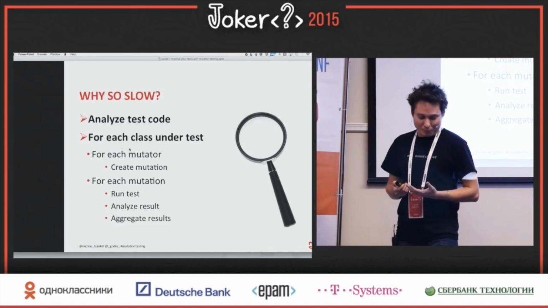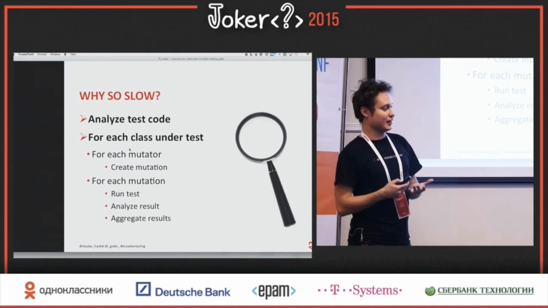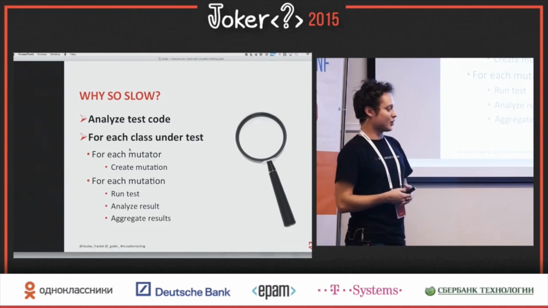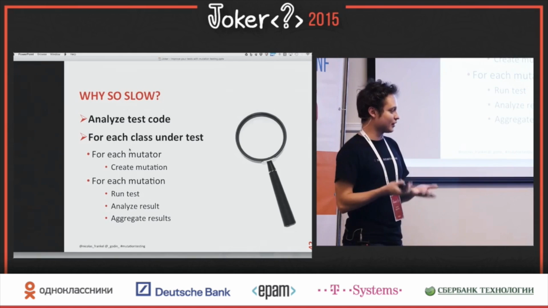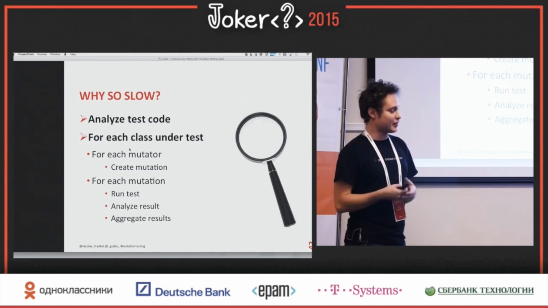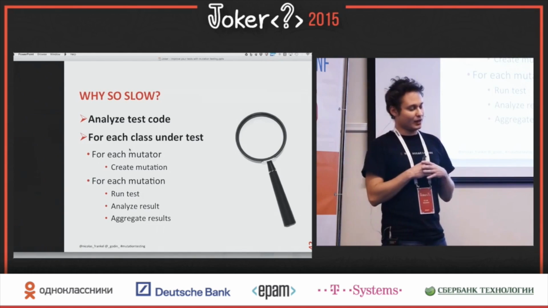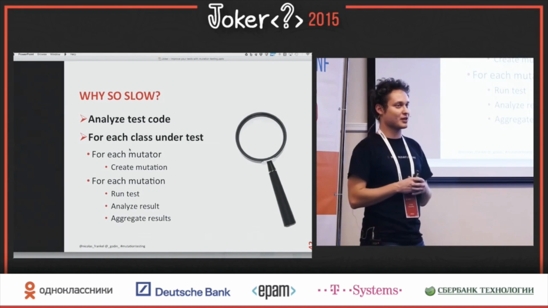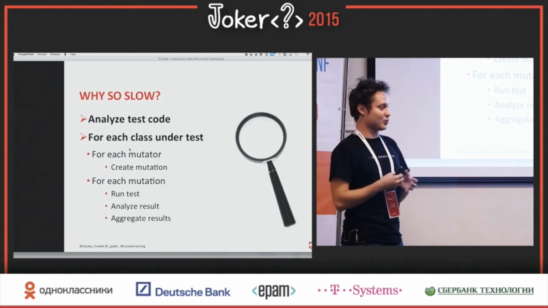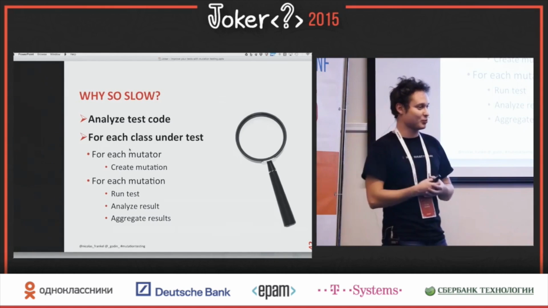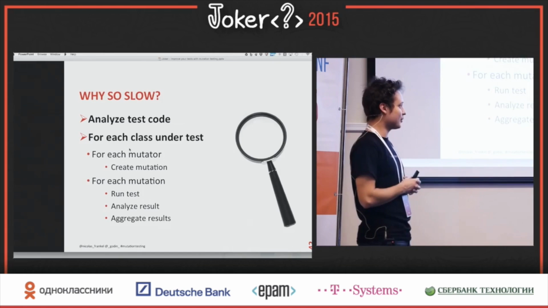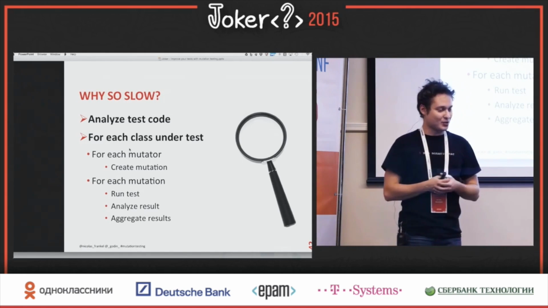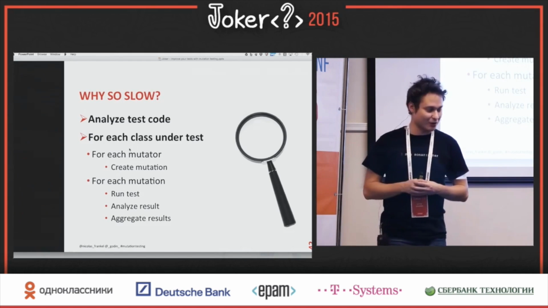Probably because for each class under test, for each mutator, we need to perform a mutation. And for each mutation, we need to run tests, analyze the result, aggregate the result. Even if we assume that creation of the mutant, analysis of results, and aggregation of results take 0 time, we need to run the tests multiplied by the number of mutations. If you have 100 mutations, you multiply by, I don't know, 11 seconds to run your tests, you're going to receive already some minutes.